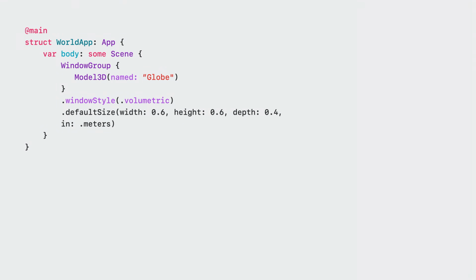Let's look at how to add a volume to your scene. You will start by creating a new window group and setting its window style to volumetric. Then, you need to give it a default size with the properties width, height, and depth. The units of a volume can be specified in points or meters.